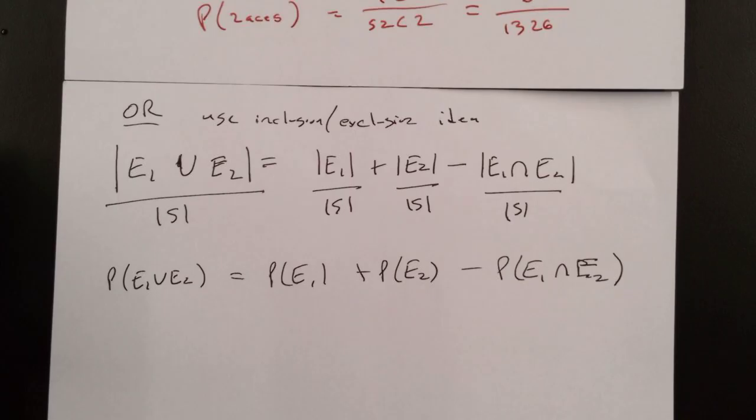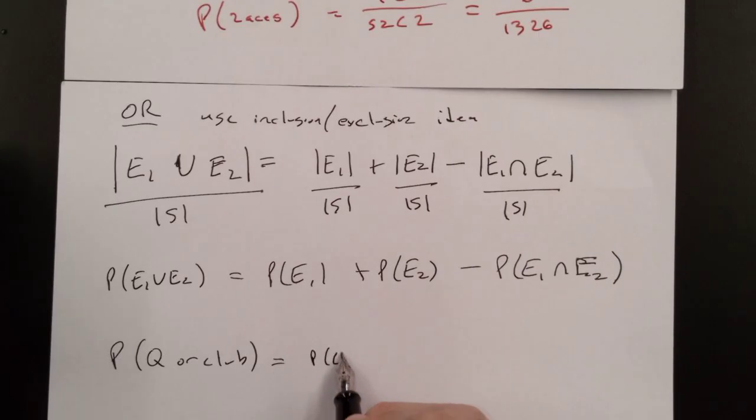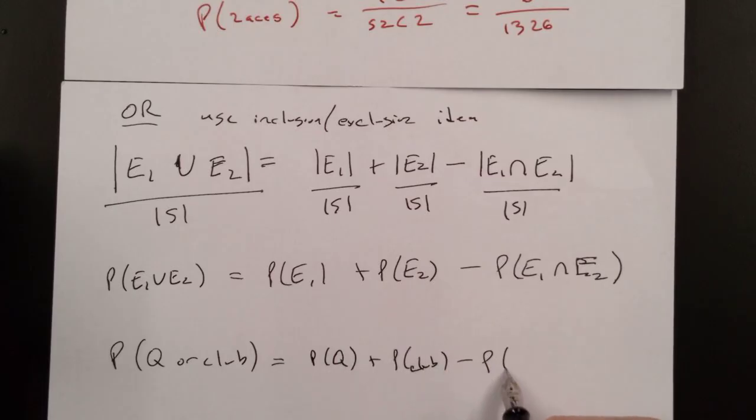I tell you to pick a card from the deck. What is the chance that you pick a queen or a club? How many queens in the deck? How many clubs in the deck? How many both? The queen of clubs, right? So the chance is probability of a queen plus the probability of a club minus the probability of both.